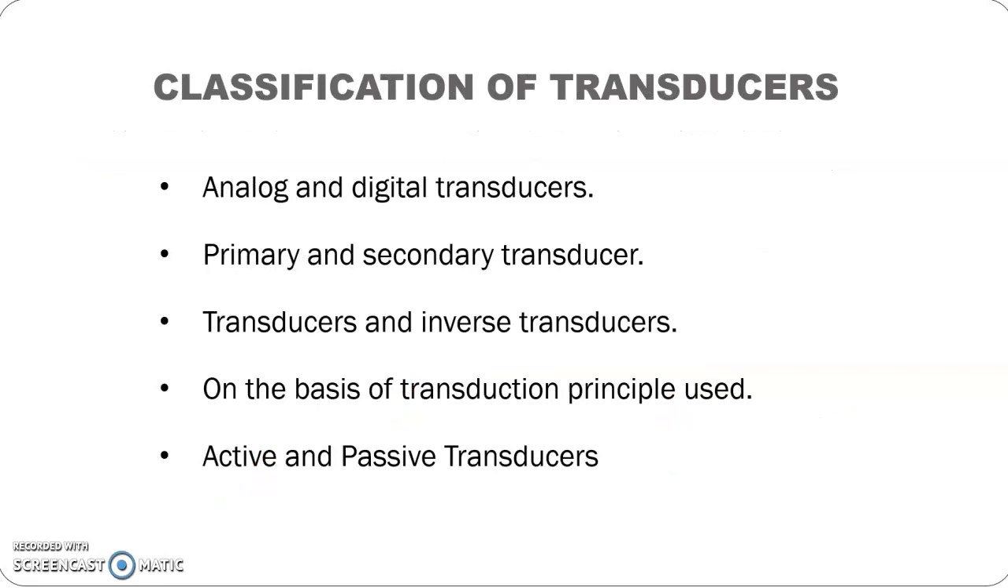The transducers are classified into various types. First is analog and digital transducers. In analog transducer, the output will be continuous in nature, and the examples are thermistor, LVDT, strain gauge, etc. And in digital, the output is a pulsed one, or otherwise we can say that a discrete output is obtained. And these are nowadays used along with the digital measuring instruments.